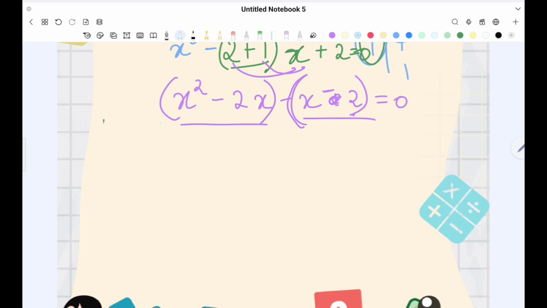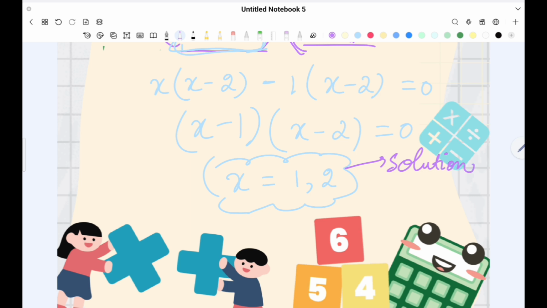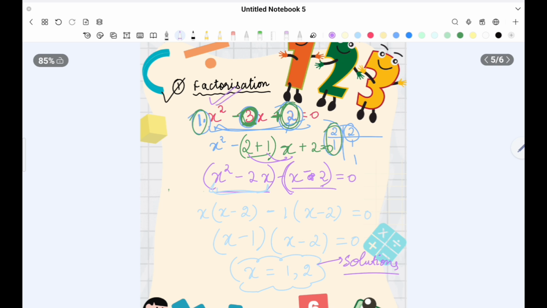First, taking the common in this. X will be the common. X minus 2. Here 1 will be the common. X minus 2. Now writing the equation as this. X minus 1, X minus 2 is equal to 0. Here we get x is equal to 1 comma 2. And these are called the solutions. But we got a problem with this factorization method, which is we cannot find factors of each and every product of coefficient of x square and c.